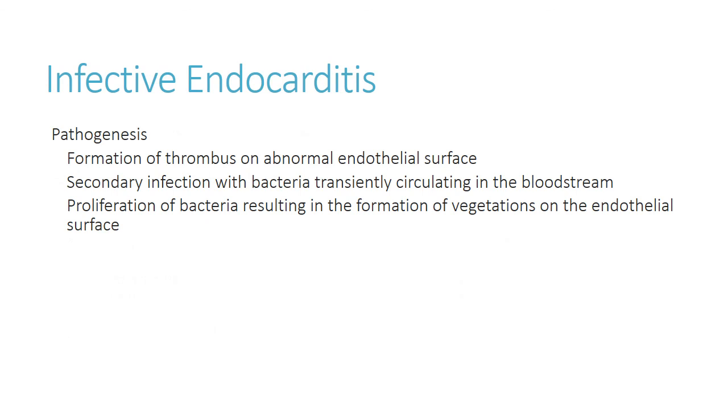So obviously, you can start off with this kind of thrombus on the abnormal endothelial surface, and then you'll end up getting this secondary infection with these bacteria, right? So you can imagine if you have foreign material, like a prosthetic valve, how it would be very easy for some of this thrombus to form on it, and the bacteria latch onto that. And so they start to proliferate, and they get these vegetations there on the surface.